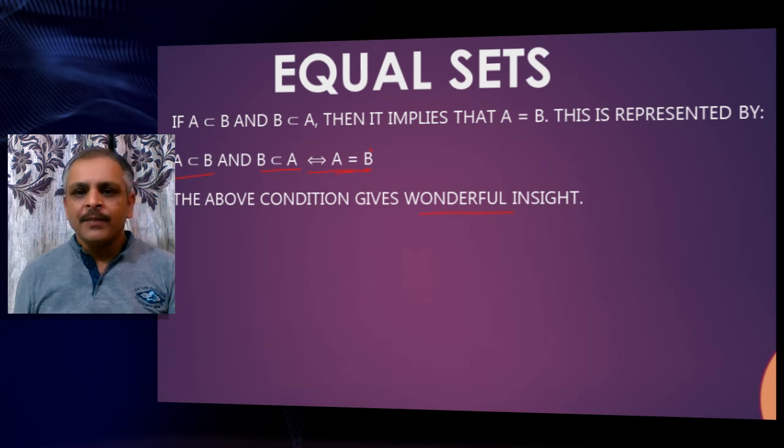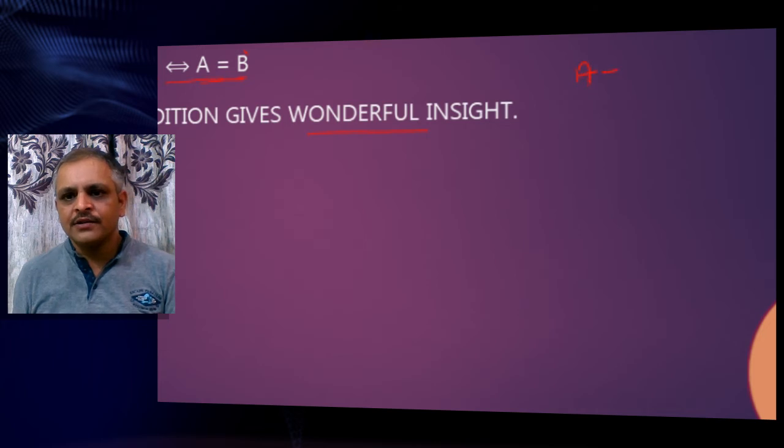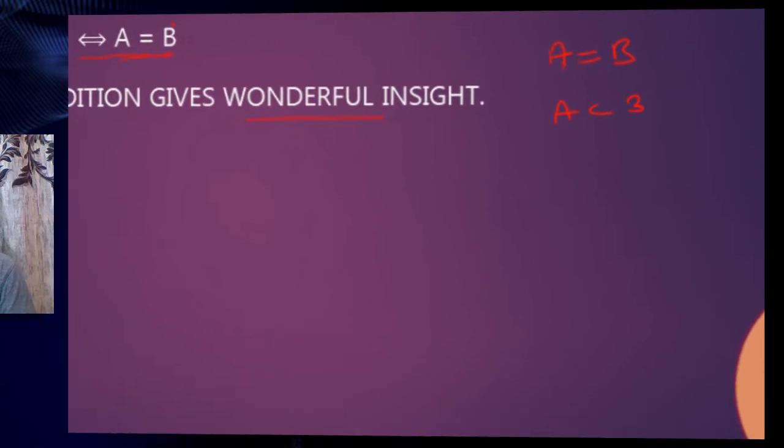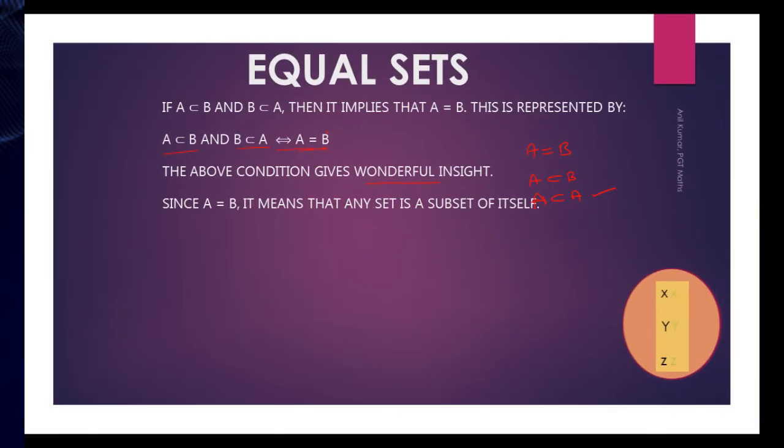And this will give us a very wonderful insight. How? See, I'm saying that if A is equal to B, correct? A is equal to B, then A will be a subset of B. And instead of B, if I write A, it means A is a subset of A. So what result can we deduce here? That every set is a subset of itself.